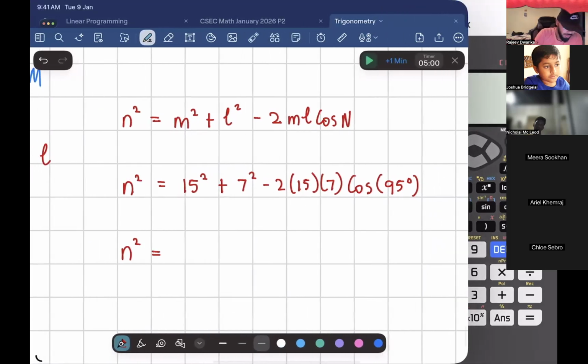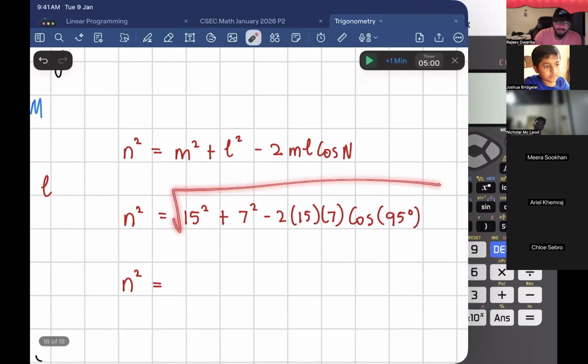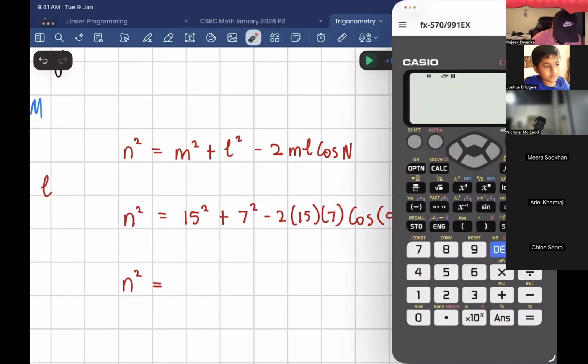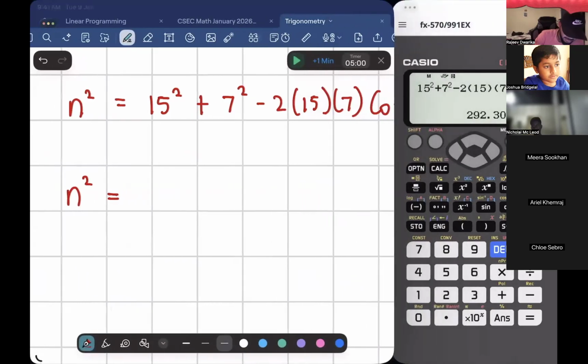But Joshua, since you have a Casio, what you could do is find the square root of this entire thing one time. It's very simple. You just press the square root button, plug everything inside, and you get your answer one time. Right? So the problem was for the degrees, I have 75 instead of 95. Oh, that is why you got a different answer. But sir, I got 292.302706. Great, that's correct.